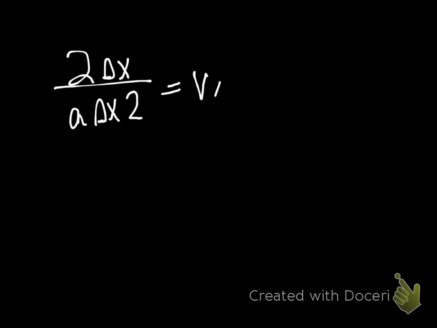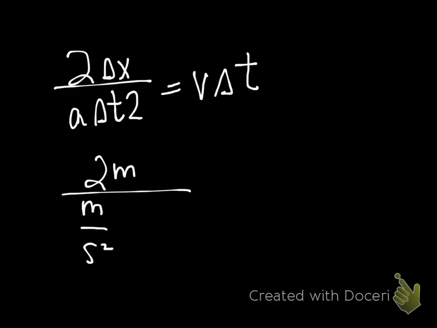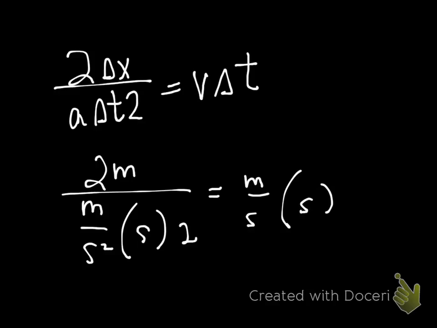We have 2 delta x over a, delta x times 2 is equal to v delta t. Delta t, where the x is. Yep, that makes more sense. Okay, so when we put our units in, we have 2 times meters over meters per second squared times seconds times 2 equals meters per second times seconds.